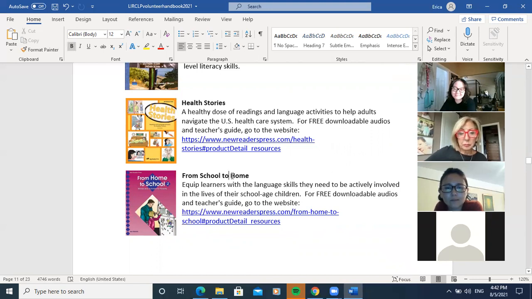And then this is similar, but it's about school-age children. So especially if your student has school-aged kids, these stories deal with the American school system and stuff like student-teacher conferences and lockers. That's nice.